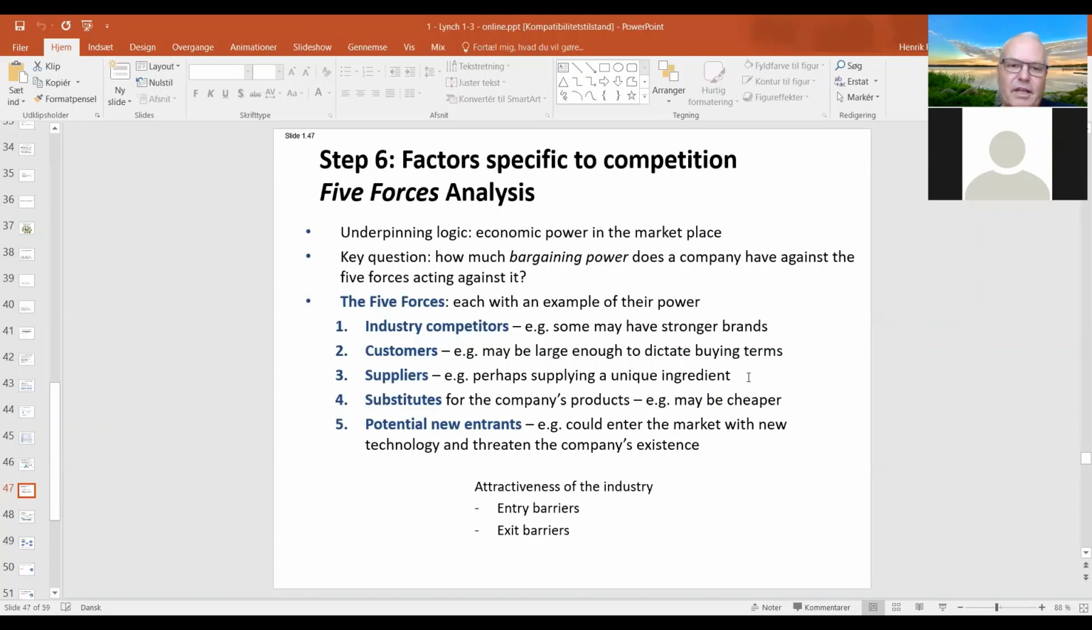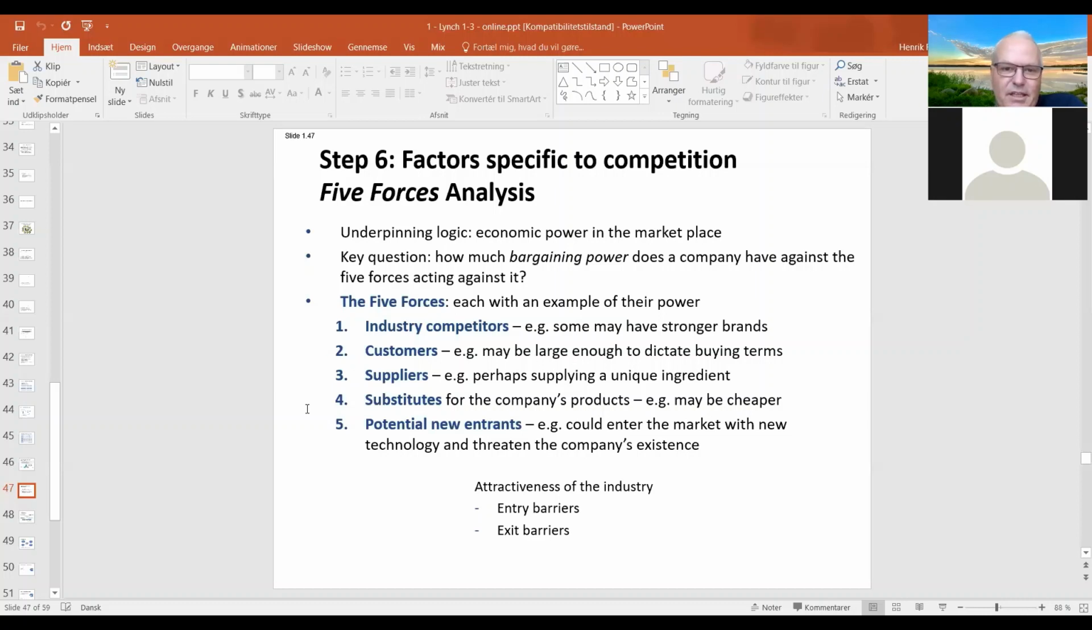Then he also found that suppliers might be in a position where they may have quite a huge power over you as a customer. Because if your suppliers possess, for example, a unique ingredient, then it can be difficult to buy that ingredient in other places. And therefore, you have to use that supplier. Or there may also be situations where the suppliers are quite few. And then, of course, it makes it more powerful to be the supplier if there are not a lot of suppliers.